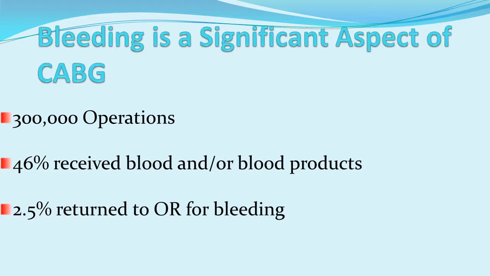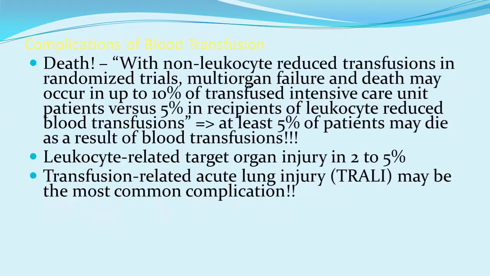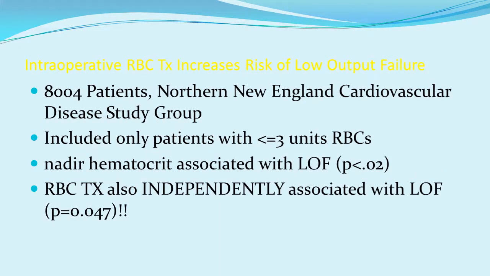Bleeding is a significant aspect of CABG. It happens in 30,000 operations, 46% receive blood, and 5% return for bleeding. Death is the worst complication, along with leukocyte-related target organ injury and transfusion. Intraoperative RBC transfusion has been independently associated with adverse outcomes.